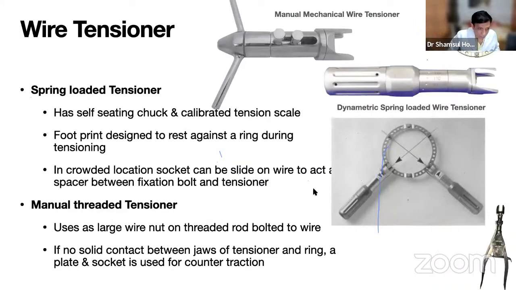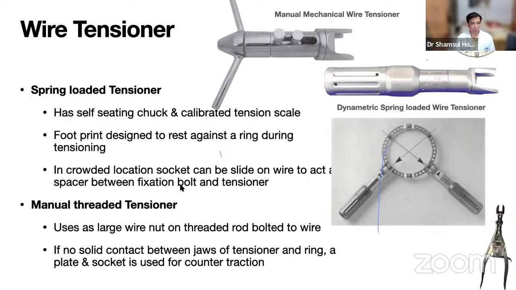Now we have a very important part, the wire tensioner. So these are the basic tensioners that we will be using from Professor Ilizarov's time. We have a spring load tensioner or the manual tensioner. So this is a manual tensioner, or this is the spring load tensioner. We first talk about the manual tensioner.